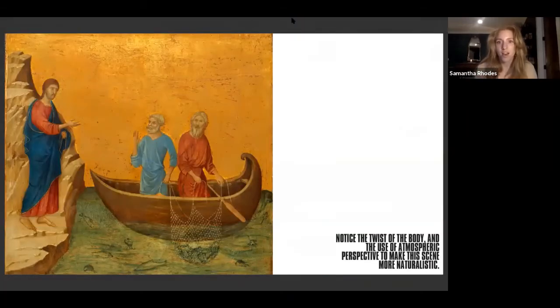Now, as we go on, this is one of Duccio's works as well, and notice the twist of the body and the use of atmospheric perspective to make the scene a bit more naturalistic. So although we're not necessarily looking at the greatest example of atmospheric perspective, we can definitely see that he's trying to release these figures from their flattened identities, right? We can see that this mountain right here that Christ is meant to be standing on, this very rocky plain, is meant to go back into space and delineate space here.